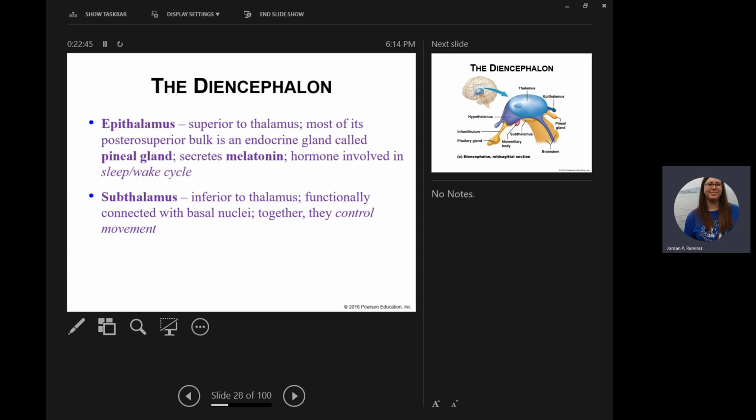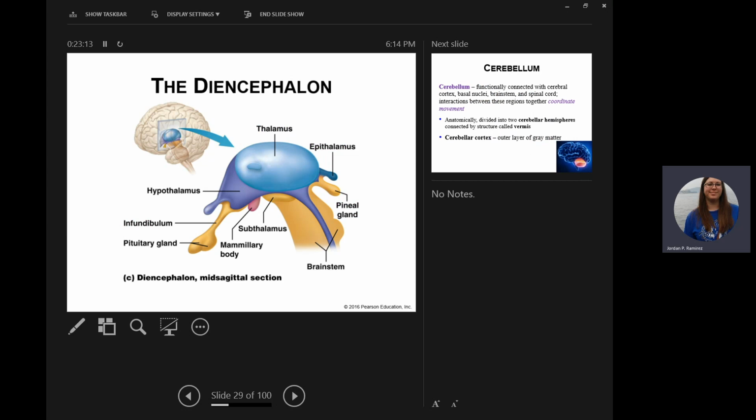The subthalamus, which is inferior to the thalamus and kind of anterior as well, is functionally connected with the basal nuclei. Again, we talked about them in 3 different parts. Together they control movement. Movement is a complex feat, so lots of different sections coordinate and control it. It's not just one does this, one does that. We'll see this again when we get to the cerebellum.